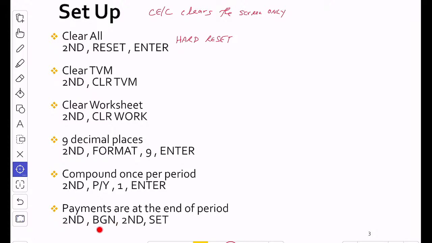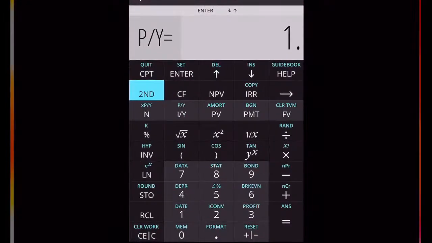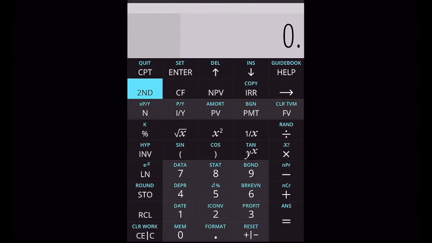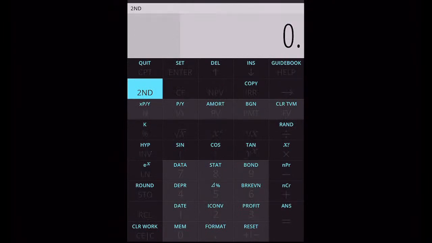So we would have to tell the calculator, if we were interested in making a calculation about our payments for our housing, rent, or mortgage, to consider those payments at the beginning of the month or the beginning of the period that you're looking at. So to do that, these are the steps. Second, BGN, second, SET, and that will be giving you completely different answers. So second, you see in the time value of money row, BGN, SET.